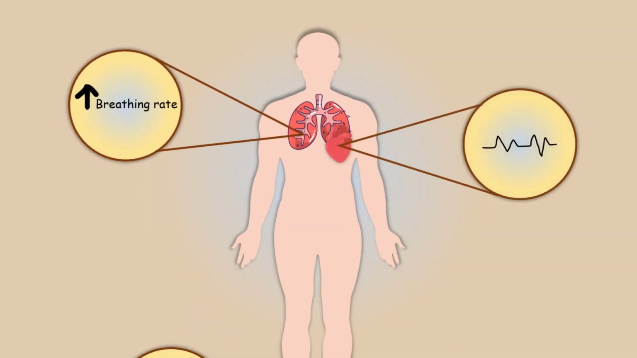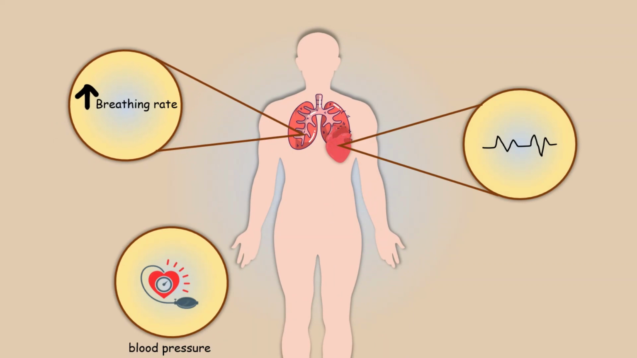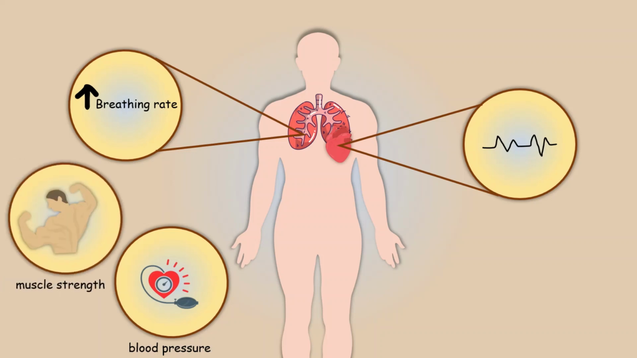Increasing blood pressure. Catecholamines alter the blood pressure by altering the vascular resistance. Control of the vascular resistance is achieved through vasoconstriction and vasodilation. And lastly, catecholamines increase muscle strength and mental alertness.